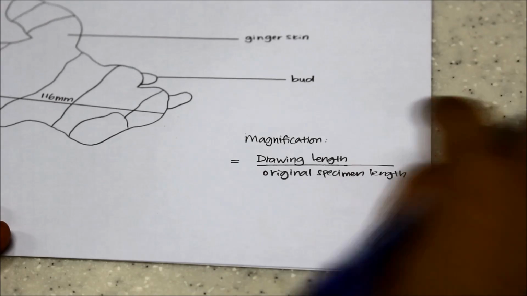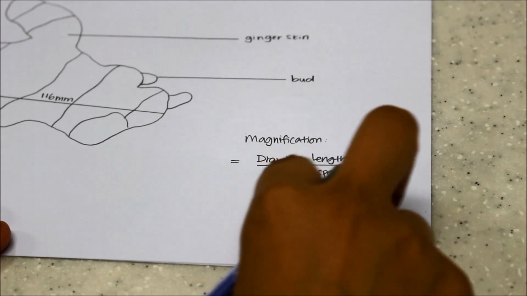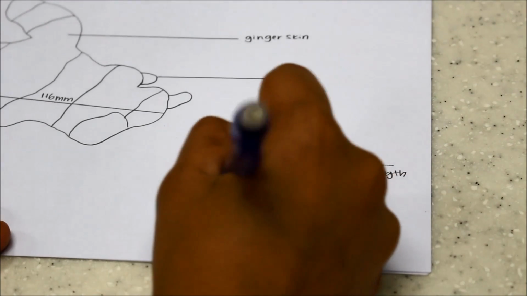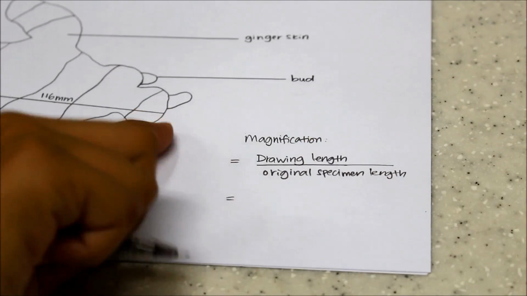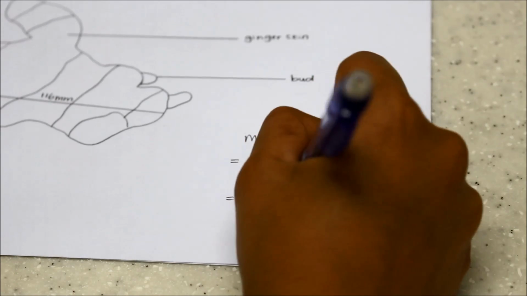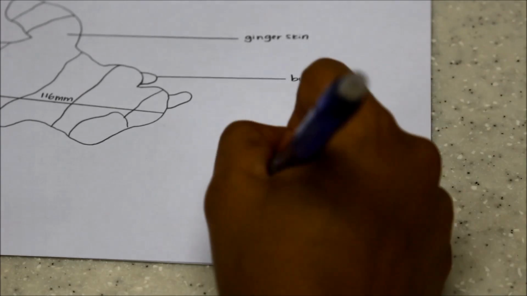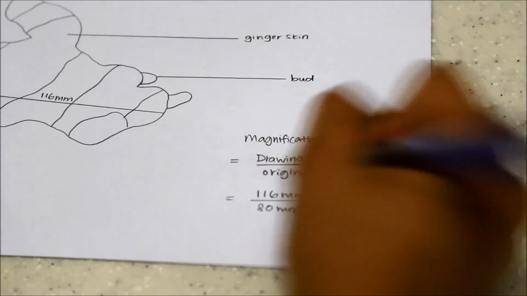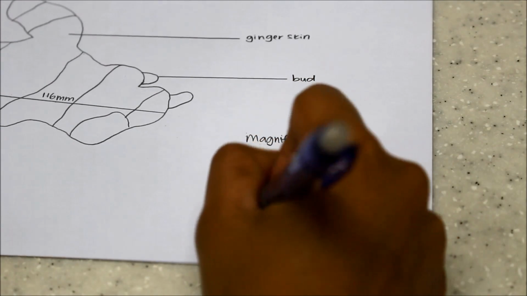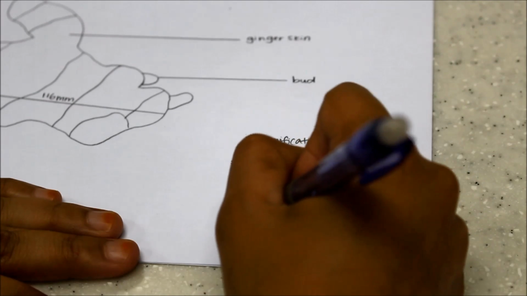To calculate magnification, you will have to use this formula: the drawing length divided by the original specimen length. So the length of the drawing that we measured just now was 116 mm. The original specimen length was 80 mm, and you will get 1.45.